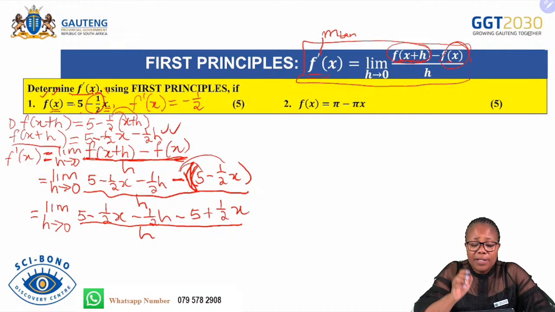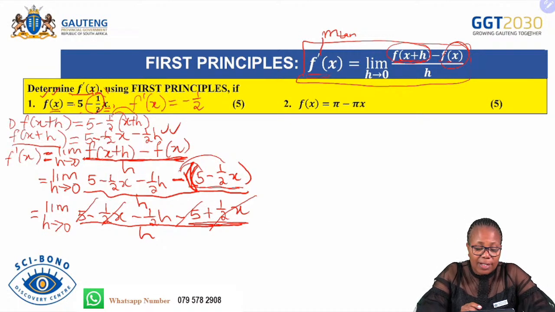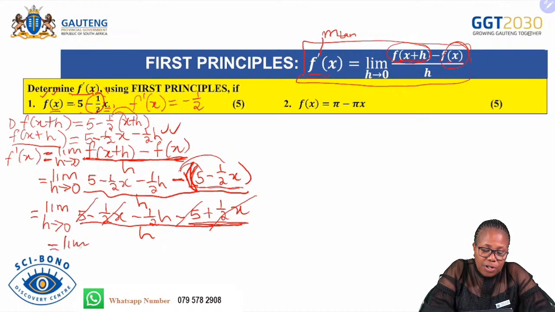And then what must happen is that whatever you have as f at x here, it must disappear at this stage. There must be something cancelling. If there is no cancellation, you must know you are going wrong, okay? Half x minus half x. Can you see that? Minus 5 plus 5. Whatever we had has now been cancelled. And then we have the limit of h approaching 0. We are now left with minus half h from there, and then over h. The h will cancel. So our answer, grade 12, is minus half.